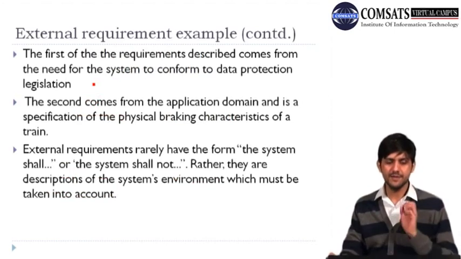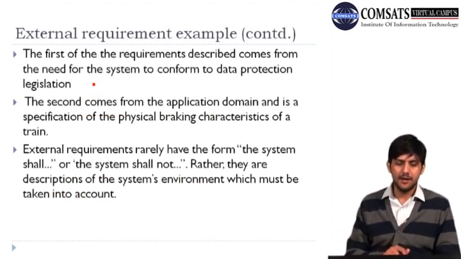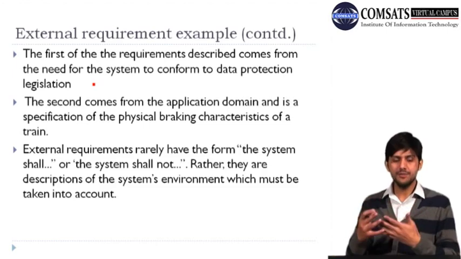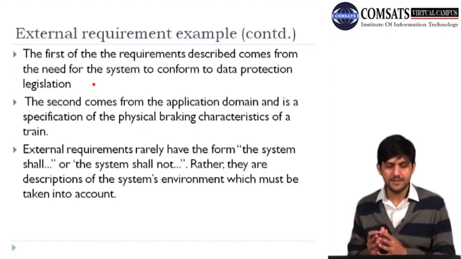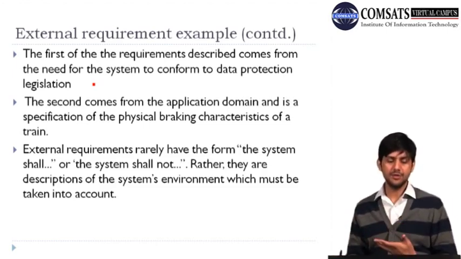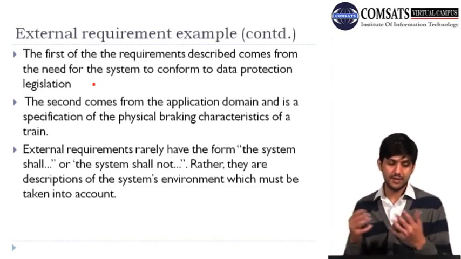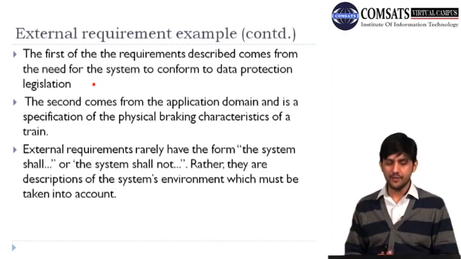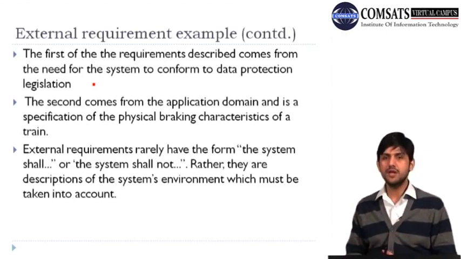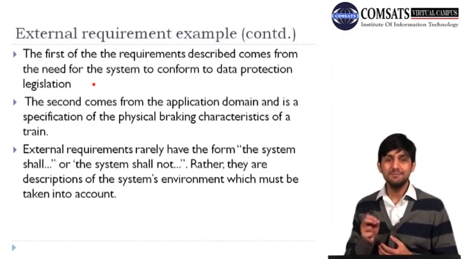As I said, we saw two particular examples of external requirements. The first described the conformance to the data protection legislation. The second comes from the application domain and is a specification of physical braking characteristics of a train, as we mentioned earlier. So the external requirements rarely have the form the system shall or the system shall not. Rather, they are descriptions of the system's environment which must be taken into account.